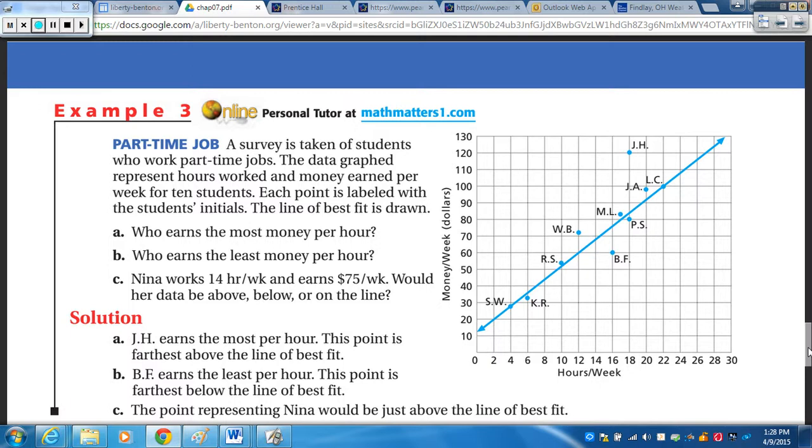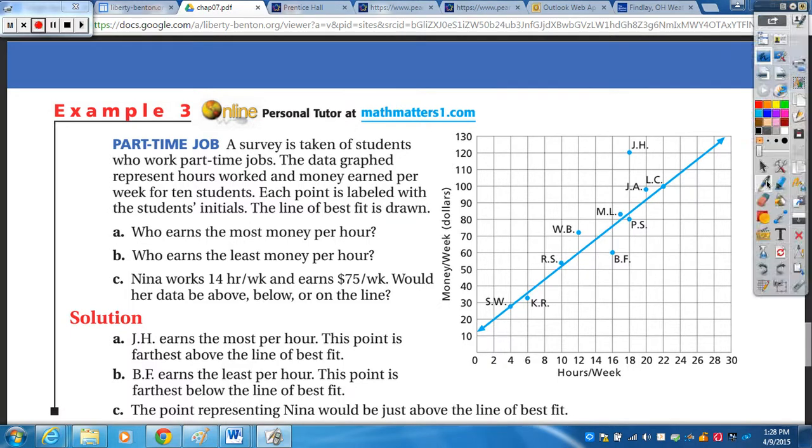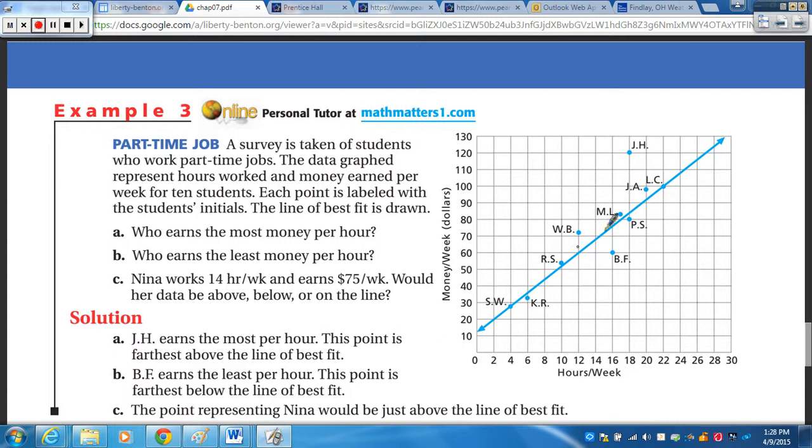The data graph represents hours worked and money earned per week for 10 students. Each point is labeled with the student's initials. The line of best fit is drawn. Now remember, if you don't remember what line of best fit means, it's the average of all the points.